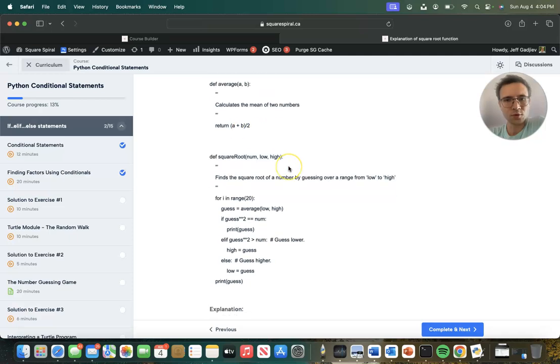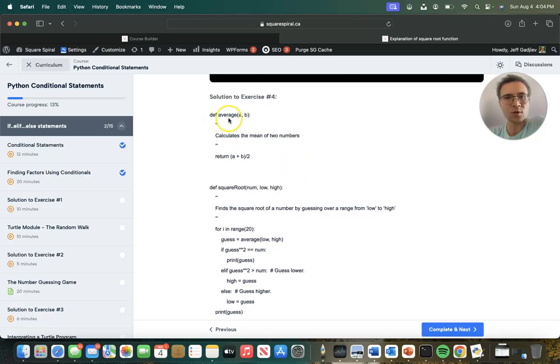So we have two functions here. One of them is just a general function for calculating the average or mean of two numbers. Here we can see there's a docstring, just a description of what this function does and what it returns. So it calculates the mean of two numbers, and it returns a plus b divided by 2. The inputs or parameters that this function accepts are just two numbers. It averages those two numbers by adding them together and dividing by 2.